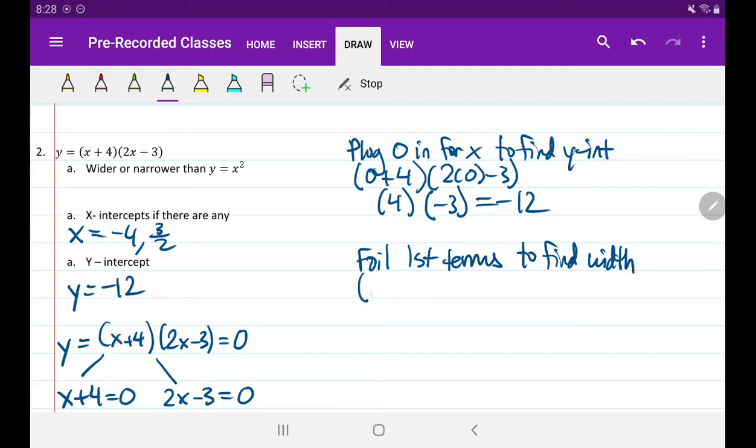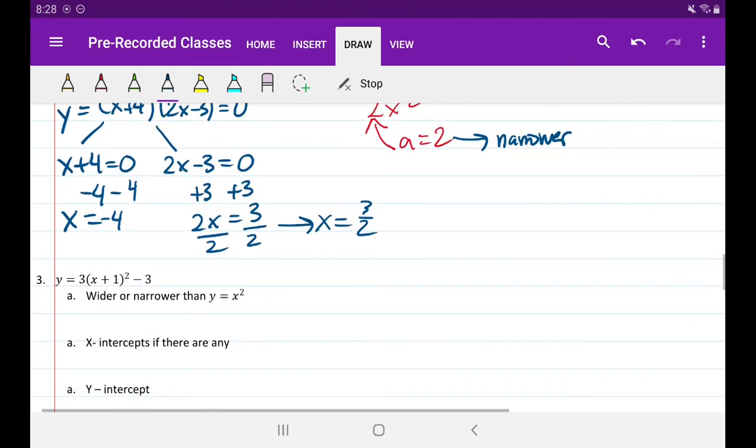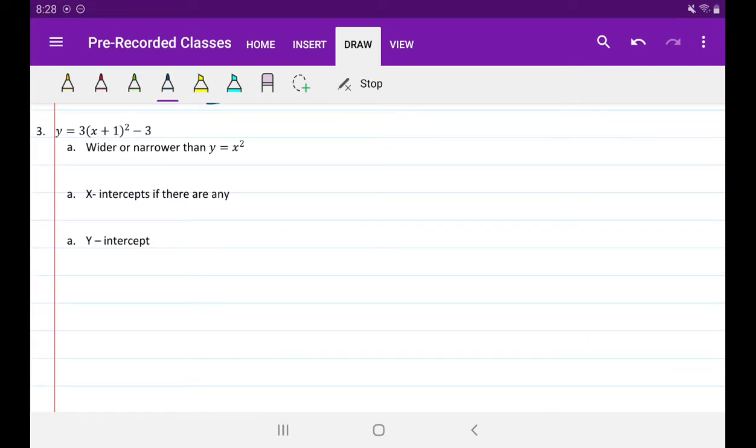Now, if we look at what they gave us in the beginning, we had x plus 4 times 2x minus 3, okay? And if I multiply my first terms, x times 2x, I get 2x squared. So then I can see that my a term is 2, which is greater than 1, so that means it's narrower. So it's narrower than y equals x squared. And those are our answers to number 2. So let's go ahead and take a look at number 3.